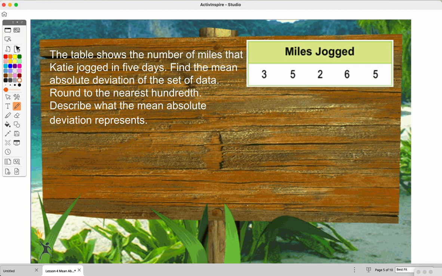The table shows the number of miles Katie jogged in 5 days. Find the mean absolute deviation of this data set. Be sure to round your final answers to the nearest hundredth if necessary, and describe what the absolute deviation represents. Tell us what it means at the end. Okay, go ahead and pause the video. It might take a few minutes, and then once everyone's done, you can hit play and figure it out.